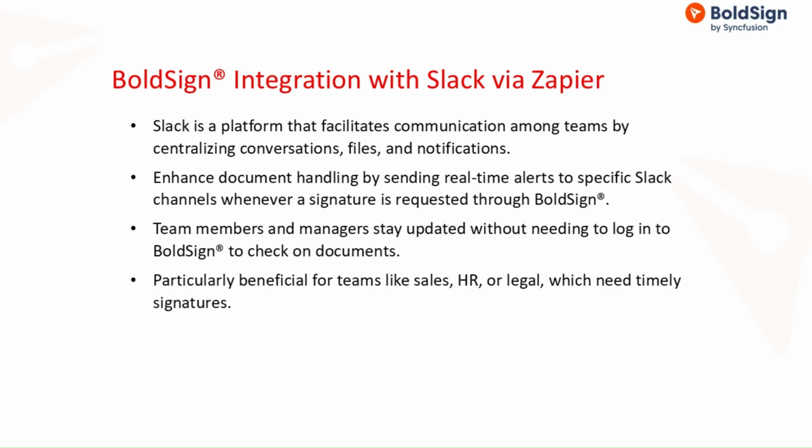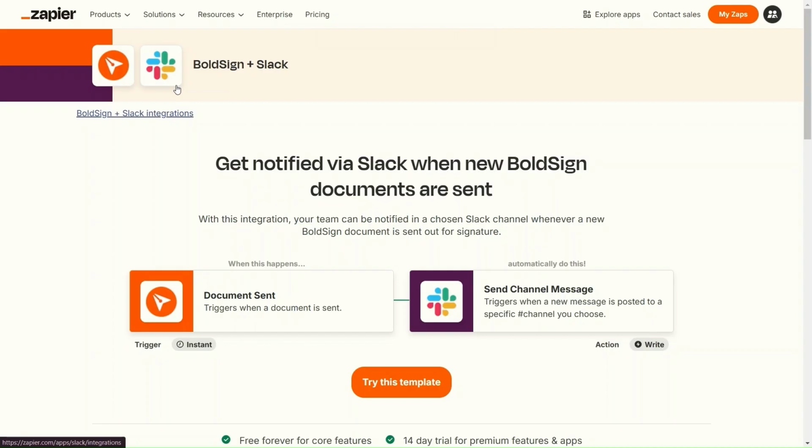This feature is especially helpful for teams like sales, HR, and legal which need timely signatures, as it helps them communicate better, avoid delays, and manage documents efficiently. Getting started is easy. You need a valid Zapier account, an updated Slack account, and a BoldSign account, which can be either paid or a free Sandbox account. If you have not signed up yet, you can create a free BoldSign account.